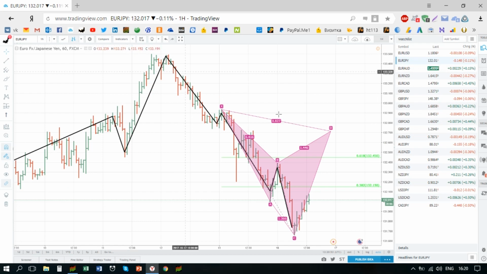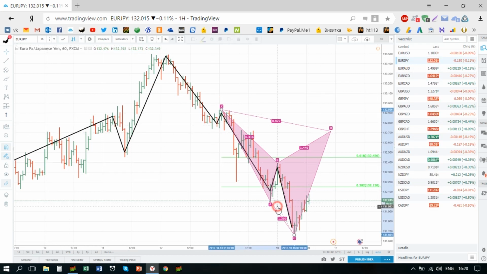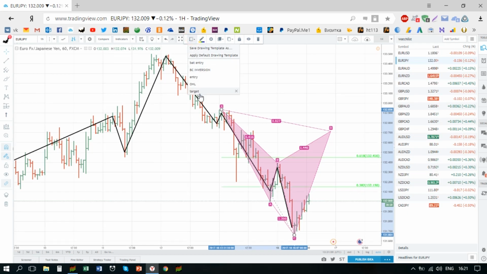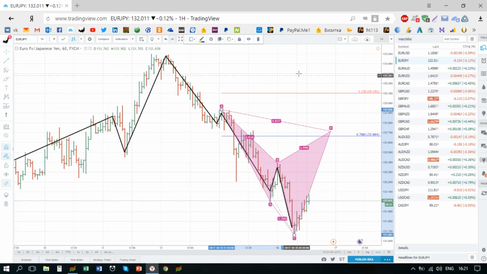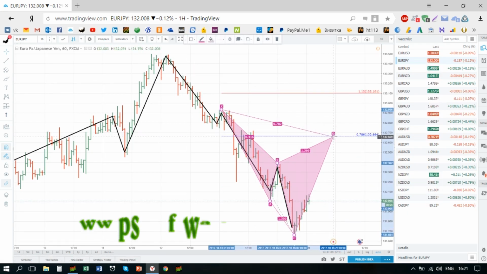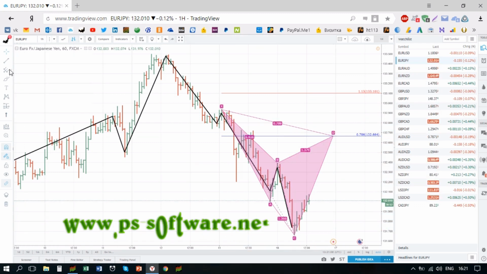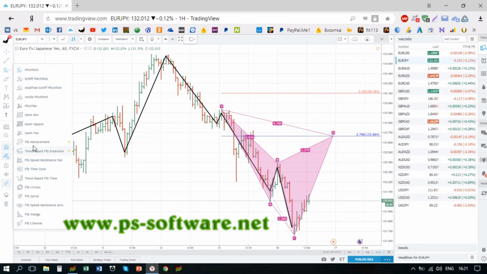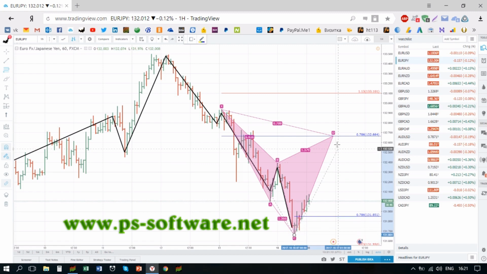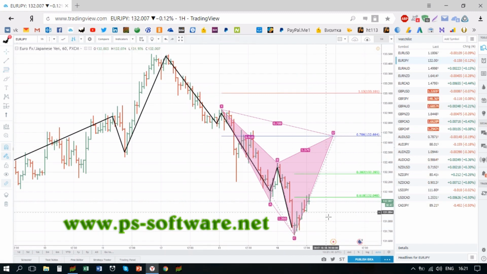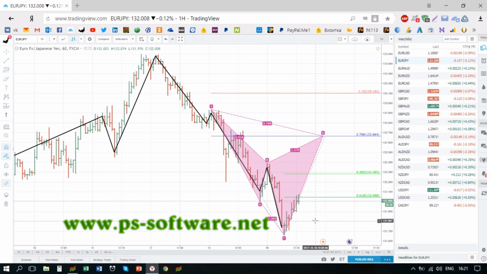Euro yen is this cipher pattern. We still have some time for that to move. It should be this entry, and the cipher pattern entry is here. And let me draw some targets. Targets are this. Okay, done. Here's the cipher pattern.